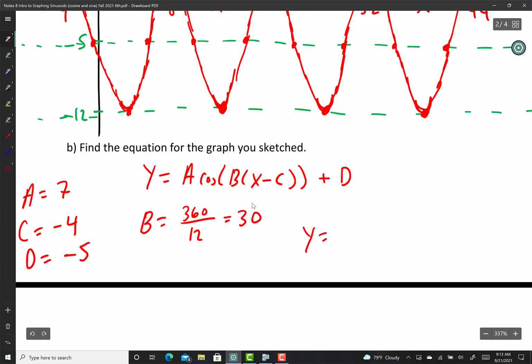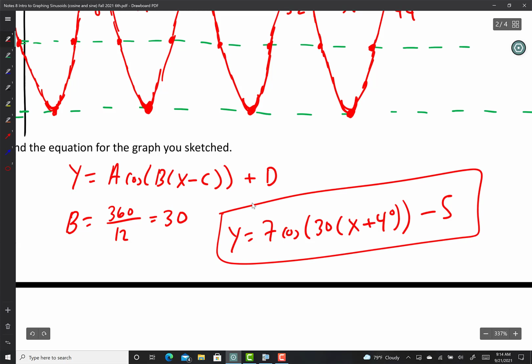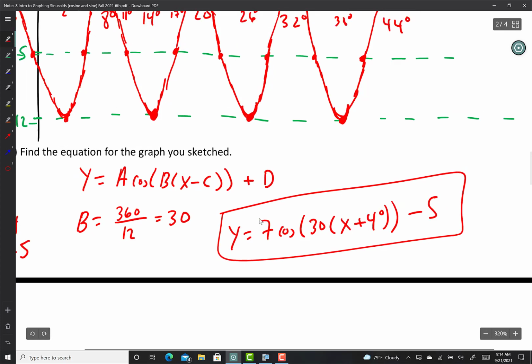Y equals 7 cosine, open parenthesis, 30, open parenthesis again, x plus 4, put a little degree symbol, if you forget it, no big deal, plus, or actually minus 5. And there it is. And let's see if it works, guys. So don't worry, we're almost done.